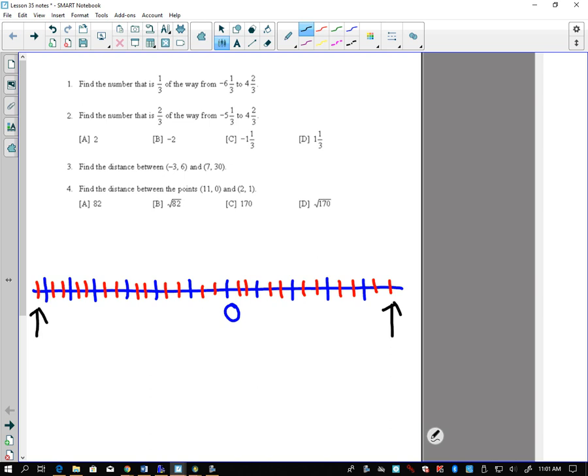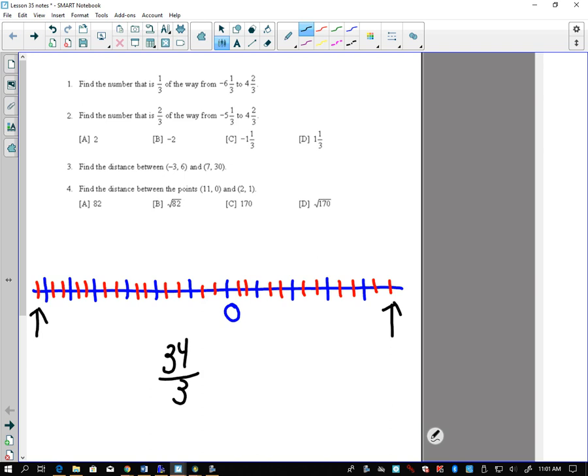By counting. 1, 2, 3, 4, 5, 6, 7, 8, 9, 10, 11, 12, 13, 14, 15, 16, 17, 18, 19, 20, 21, 22, 23, 24, 25, 26, 27, 28, 29, 30, 31, 32, 33, 34. There's 34 thirds, right? So if I've counted right, 34 thirds. Hopefully I haven't messed something up. So we want to find, that's my distance. I have 34. My distance is 34, right?